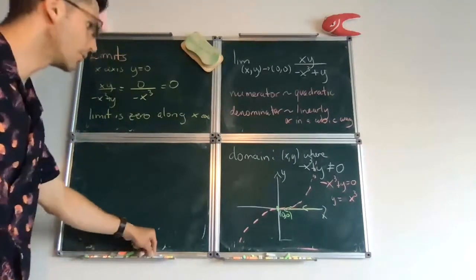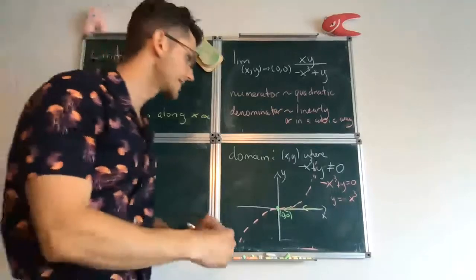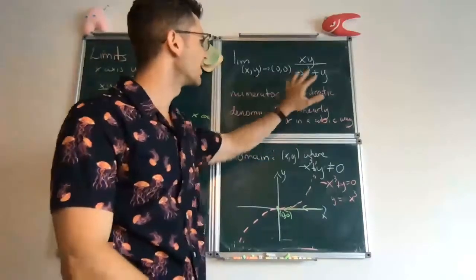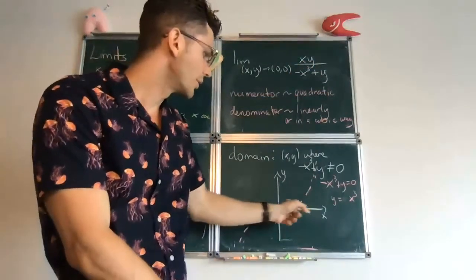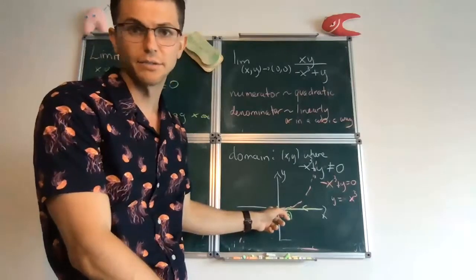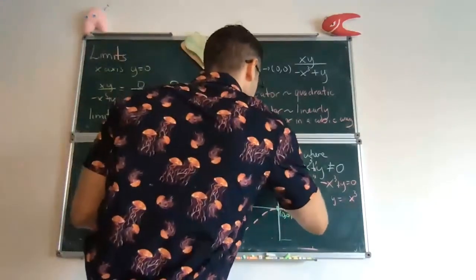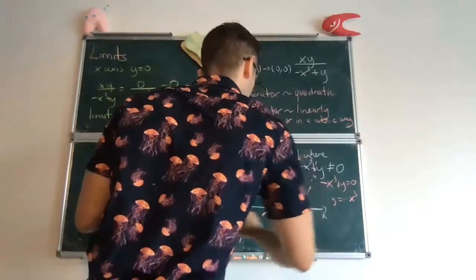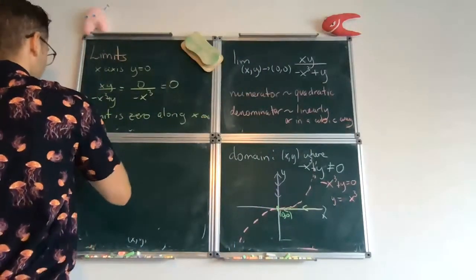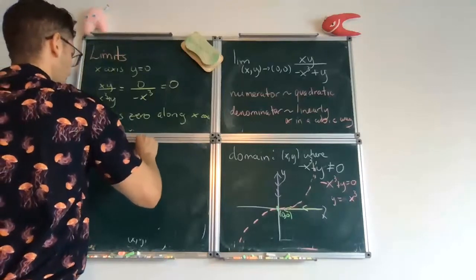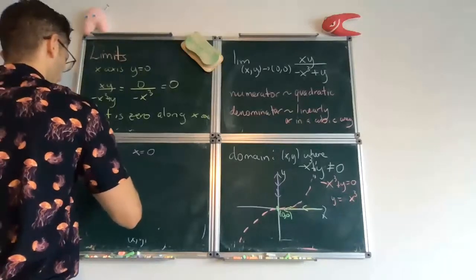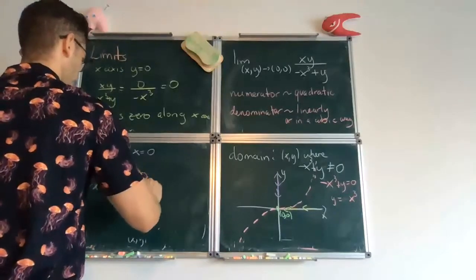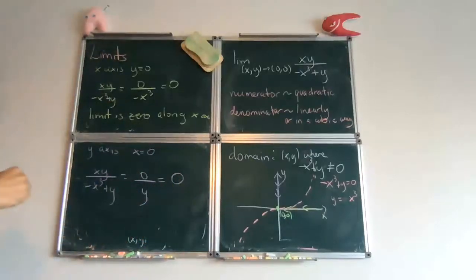Which means that if you were a particle moving along the x-axis, and you thought of this as a quantity you're trying to measure, your prediction for the measurement at the origin is 0. Something similar happens if you take the y-axis curve, because now x equals 0, and again the limit should be 0 along the y-axis.